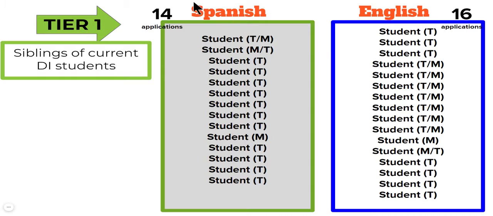Here we have the 14 applications of Tier 1 students in the Spanish language category and the 16 applications for Tier 1 students in the English language category. The letters next to each student's name represent their preference of school, as indicated by the family on the dual immersion application. If the T for Twain is listed first, that was the family's first preference.